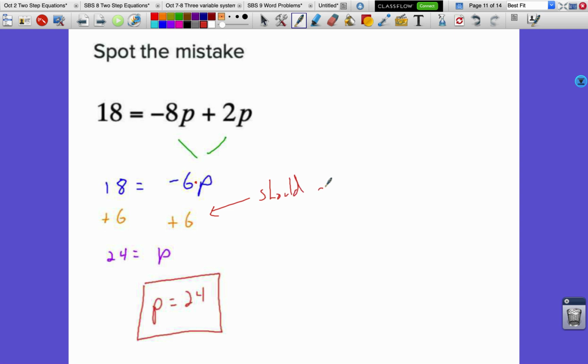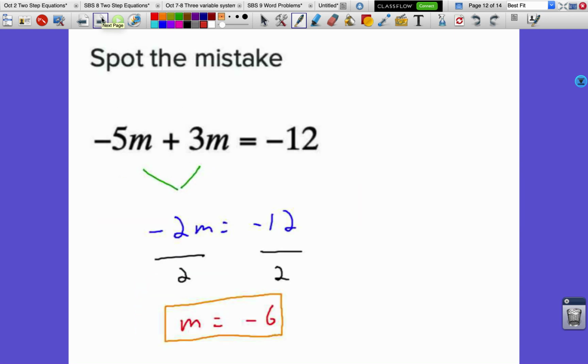So we should divide both sides by negative 6. That's how we get rid of that negative 6, because we ask ourselves, what is it doing to the variable, and then we undo that. Next one. All right, so the mistake here is right here. We have negative 2m, but we only divided by 2. That doesn't get rid of the negative, so this should be a negative 2. Okay, finish solving this one.